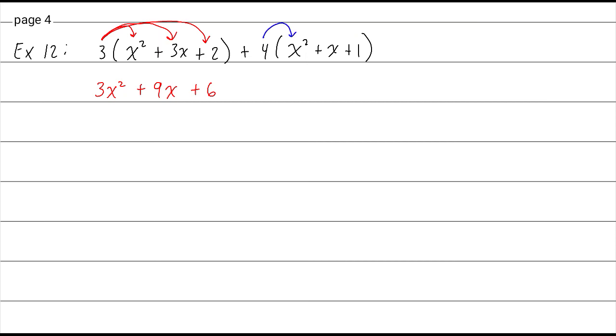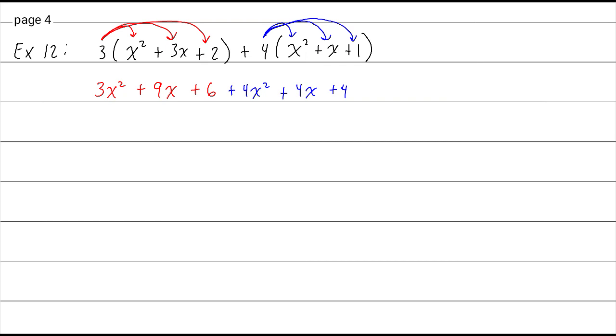Positive 4 times x squared is a positive 4x squared. Notice how when I say positive, I put a plus. If I say negative, I put a minus. 4 times x is a positive 4x. And 4 times 1 is a positive 4.